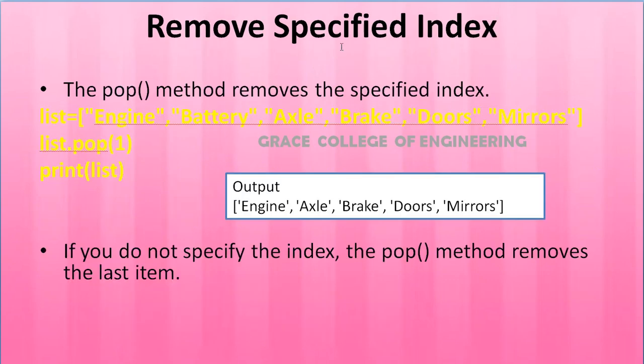So next, remove some specified index. Based on the index also you can remove the elements. For that, you want to use the pop method. Only by using the pop method can you remove based on the index. So the list is created. The next, list.pop of 1. The 1st index is battery, so battery will be removed. Remaining elements will be printed as the output.